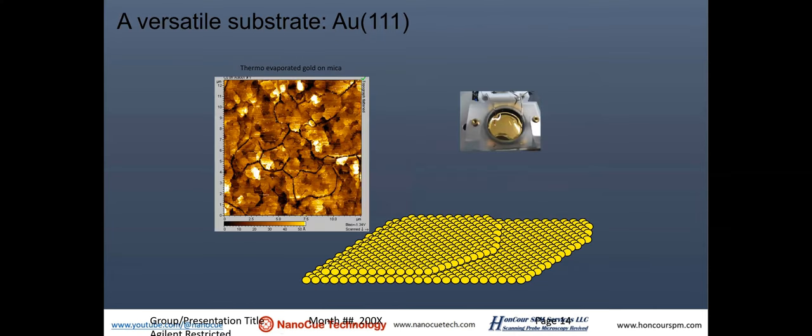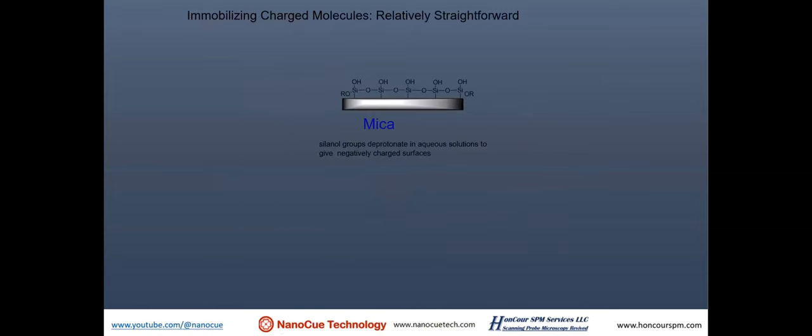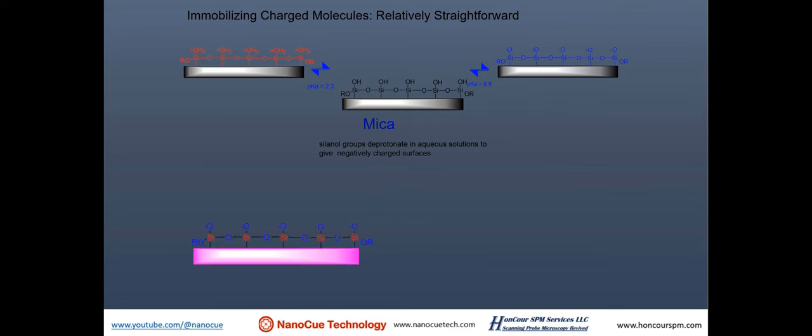Gold surface is a very versatile substrate, and you could use a lot of chemistry to do immobilization on the gold surface using chemical bonds. Mica surface can also use a self-assembled monolayer formed by siloxane molecules. These siloxane molecules can also be used to change the surface charge from negative to positive in order to suit different kinds of molecules.